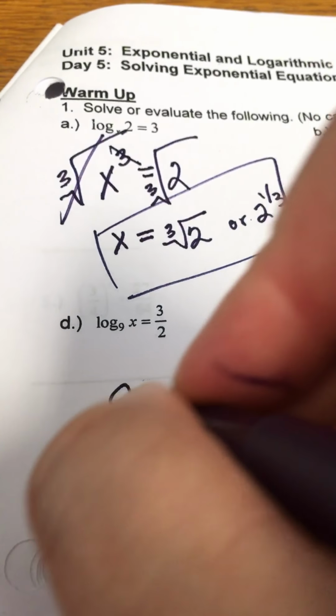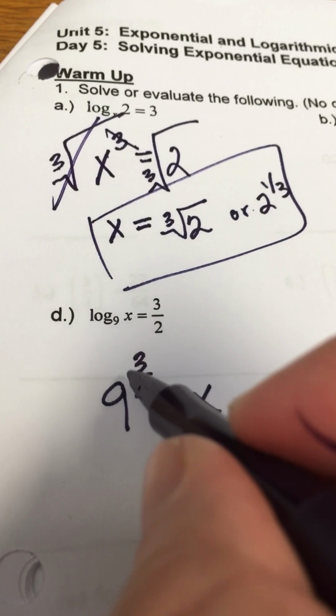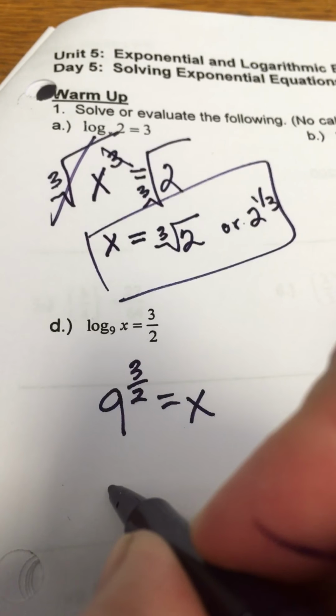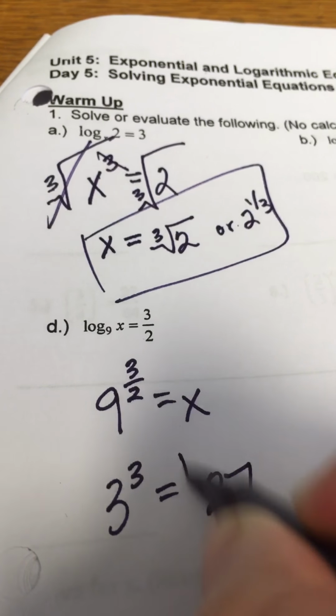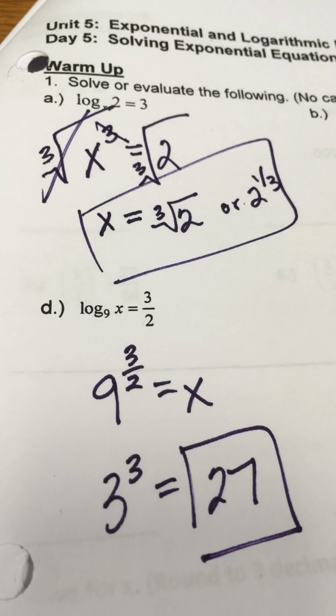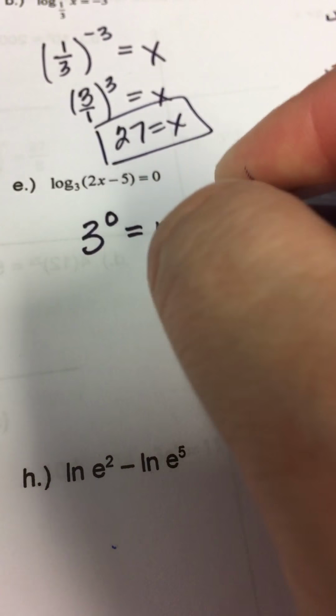Again, rearrange. 9 to the 3/2 is equal to x. With the 1/2 power here, I square root it, so I have 3 to the third. I get 27. Alright, something like this, I rearrange. 3 to the 0, 2x minus 5, and now it's just algebraic.